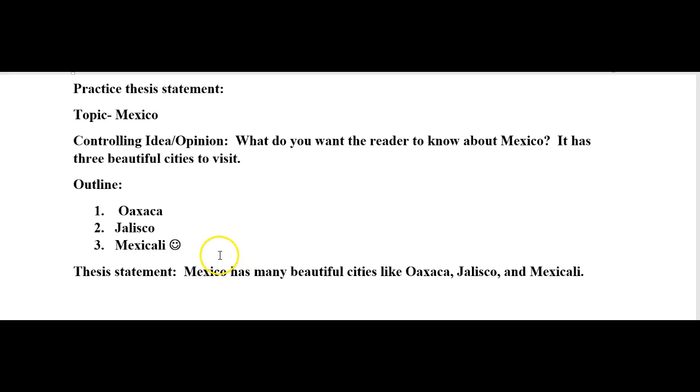Topic, Mexico. Controlling idea, has many beautiful cities. And then what's my outline, or what's my plan of development? Oaxaca, Jalisco, and Mexicali. Those are the only 3 cities I will talk about because I want to stay in control of my thesis statement. I don't want to lie to my reader.